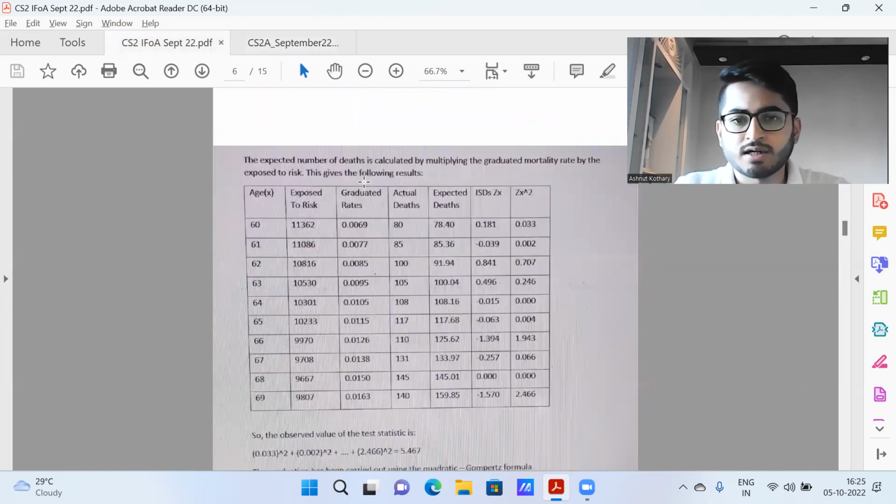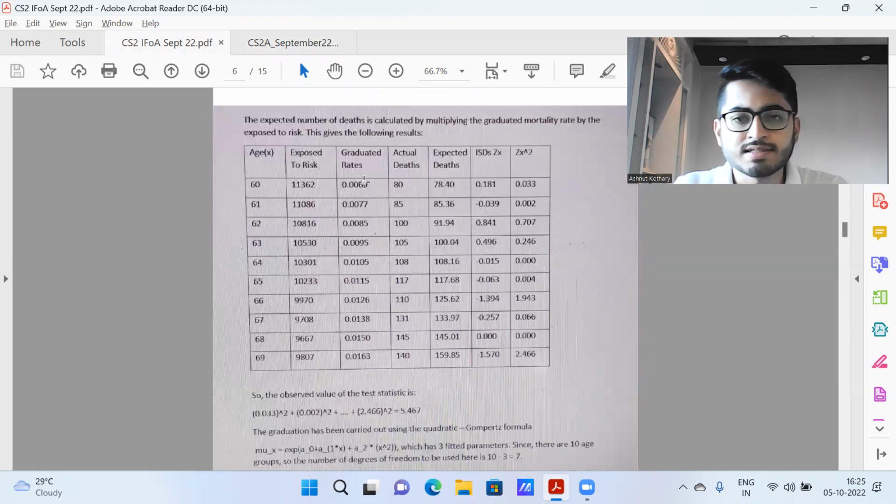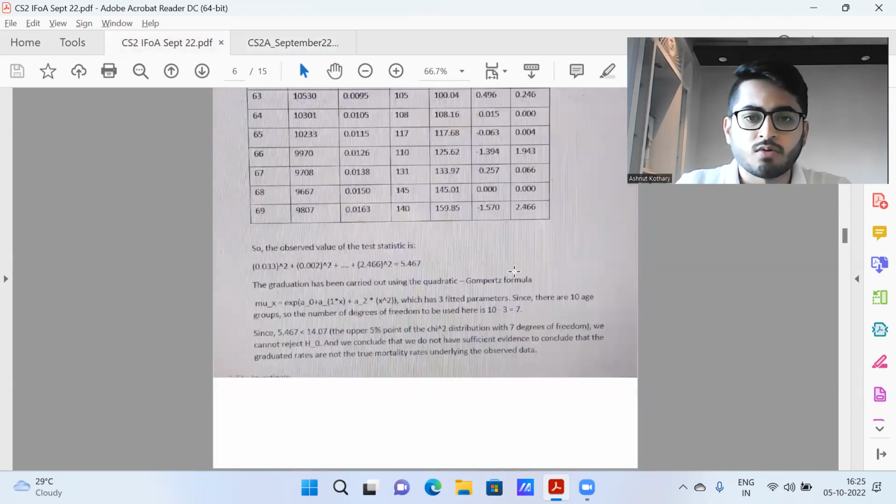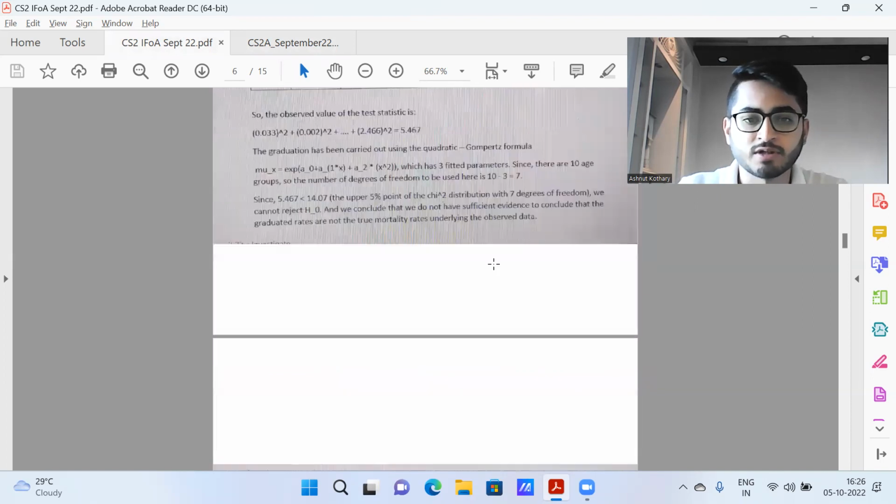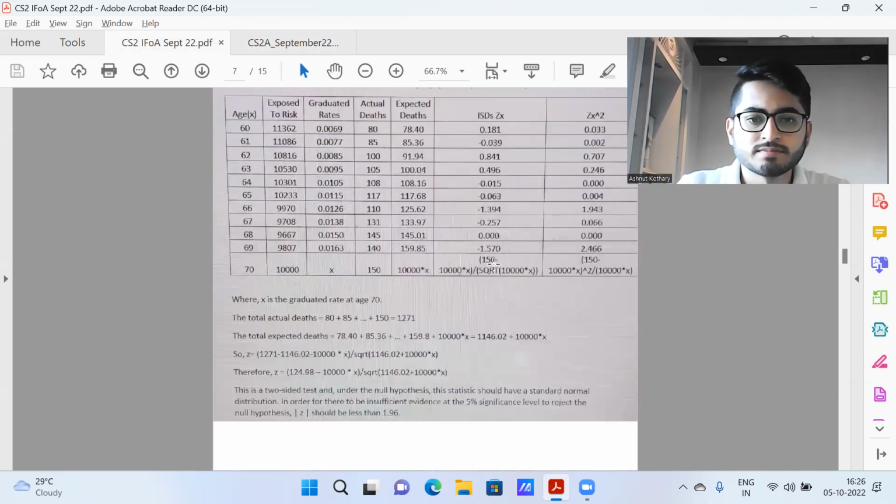Again, this is the extract which I took from a particular student's script. These are the values which I'm getting. Now, it's a Gompertz formula. We have three parameters, so we're going to get 3 degrees of freedom. It's a parametric graduation which is being carried out over here, and that is the case. And for the next part, this is the case over here. Again, zx squared is there. Now, therefore, z is this.